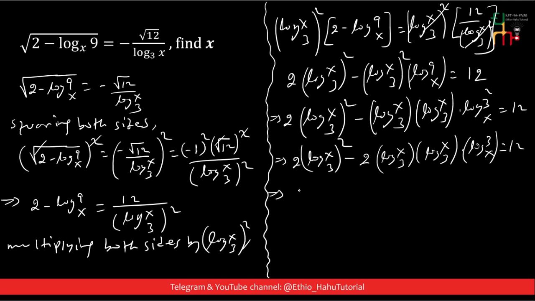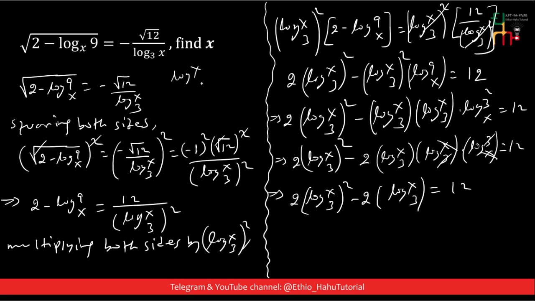This implies 2 times logarithm of x to the base 3 squared minus 2 times, here 3 cancels by 3, x cancels by x, we have logarithm of x to the base 3 is equal to 12, because logarithm of x to the base a is equal to 1 over logarithm of a to the base x.